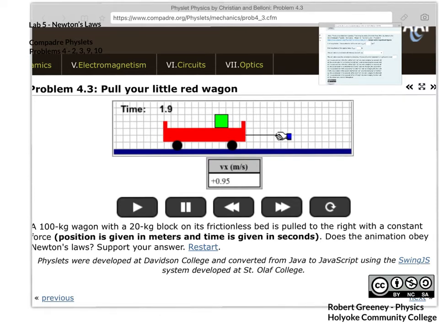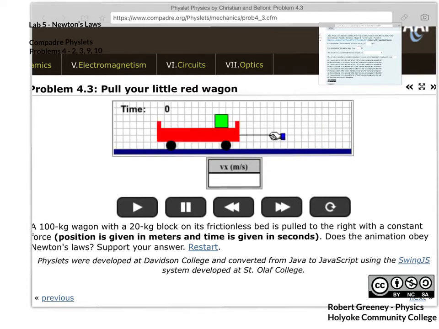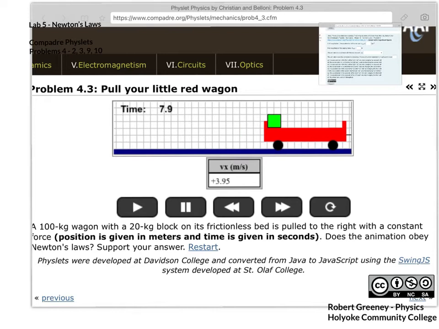Looks like it starts from rest. What's the green block? It's not moving. How come? Okay, so there's what happens. Did you guess what was going to happen? Okay, let's play it again. Watch it one more time. Green block doesn't move. The cart moves. The green block stays stationary. Now they both move. All right.